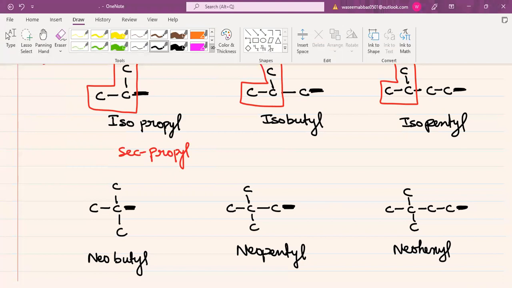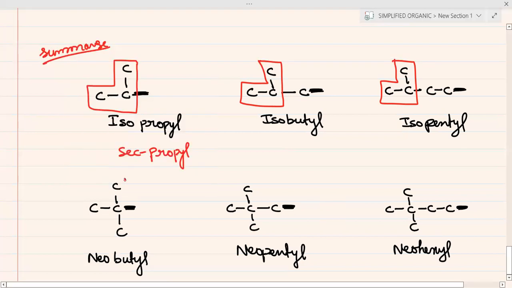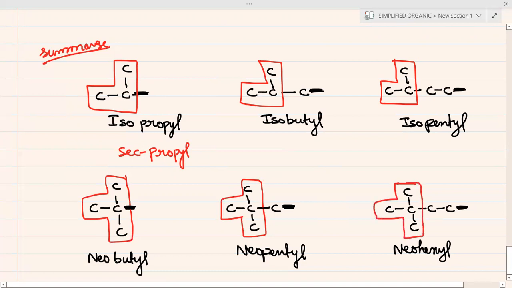So in case of neo, you will find this branch as a common part. See, this part is common in all three structures. Neo means this part is compulsory: last but second carbon has two methyl groups. So this is the summary, or I can also call it a short trick to remember these common names.